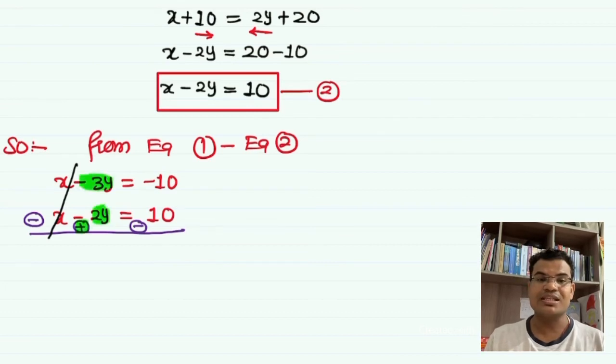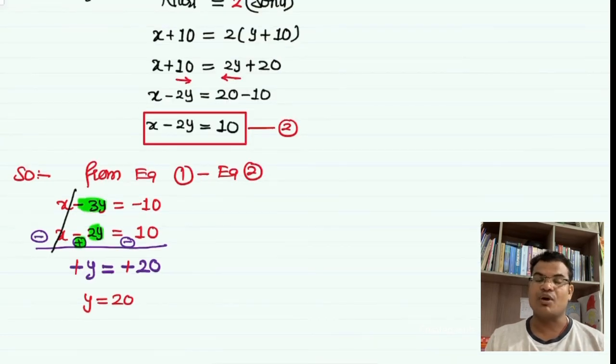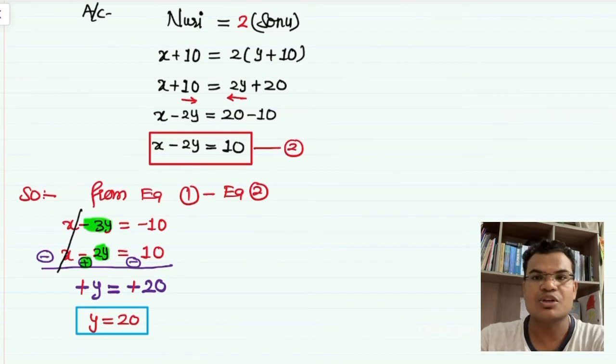So guys, you can see here plus, minus, minus. So minus 3y plus 2y will be minus y, as the sign of the bigger number will come here. And minus 10 minus 10 is minus 20. Again, minus y equals minus 20. So the minus cancels, and y will be 20. This is the value of y, and y is the age of Sonu.